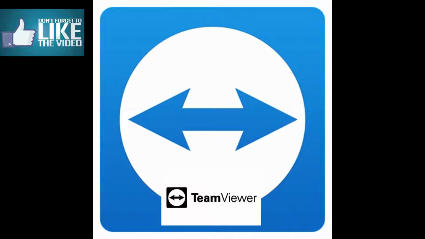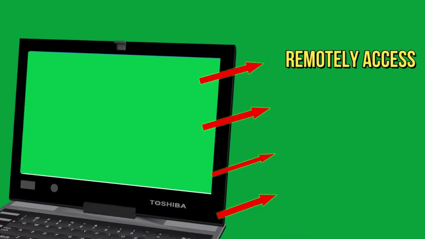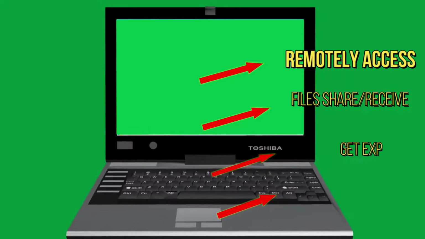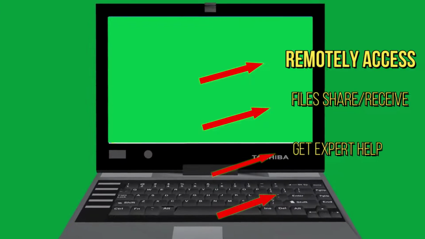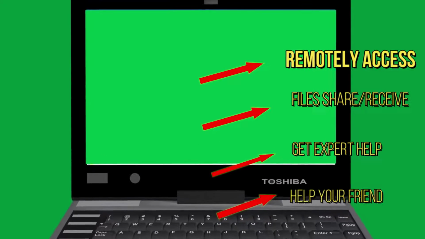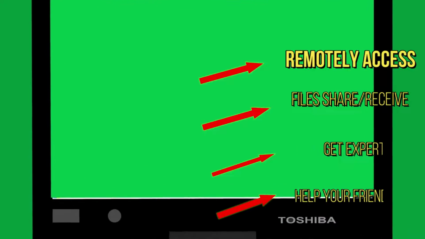So let's begin. Why do we use TeamViewer? With the use of TeamViewer, you can remotely access any computers or laptops. For example, you can remotely control your office computers from home if you have some remaining office work to do. You can also share or receive files from any PC or laptop that you have connected to. You can also solve your laptop's problem with expert help. You can also help your friends in solving their laptop problems.